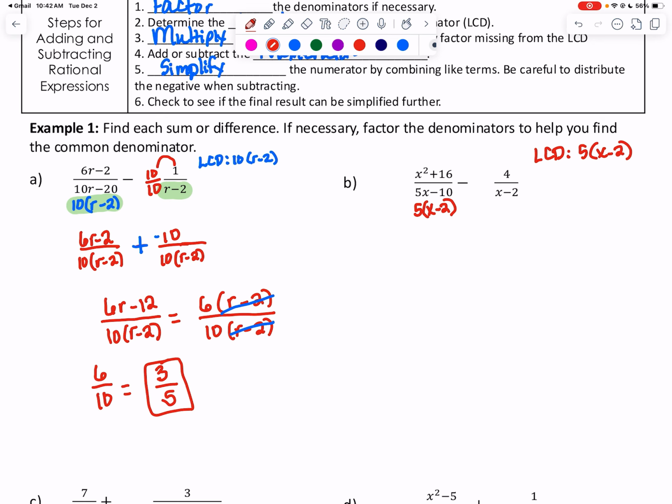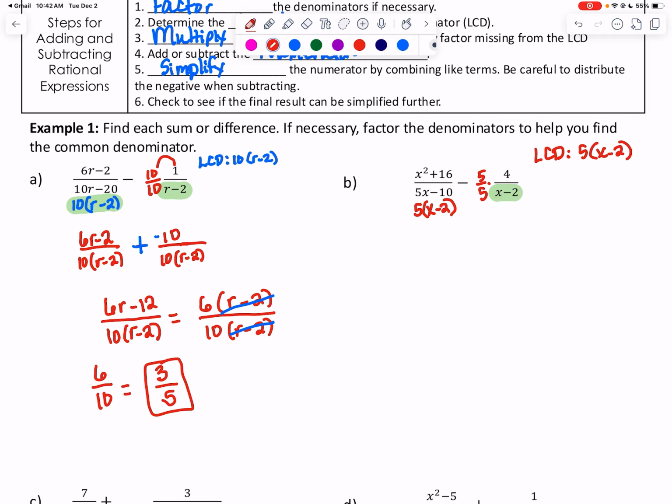All right, welcome back. Hopefully you saw that our first fraction will not need to be multiplied by anything because I have both components of our LCD. I have the 5 and I have the x minus 2. Our second denominator, however, this x minus 2, I'm missing one of the components. I'm missing the 5. So I'm going to need to multiply this by 5 over 5.